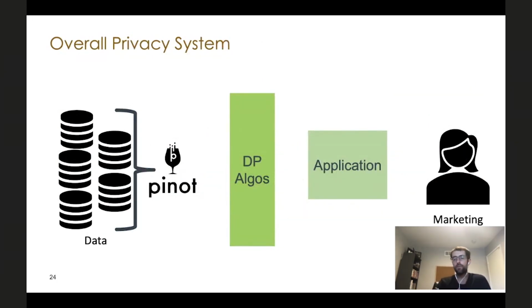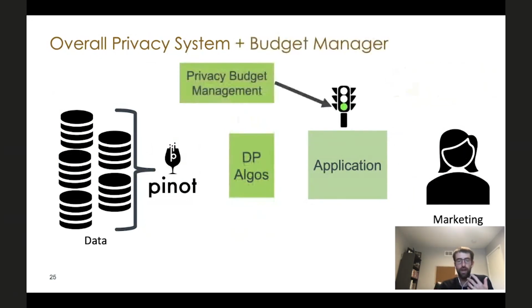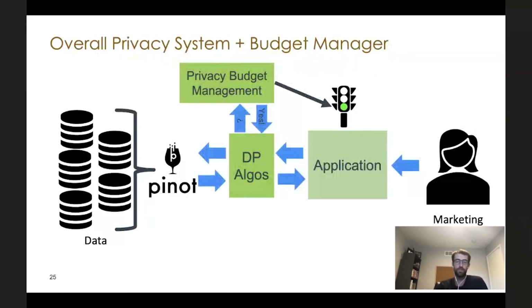Now what happens if a marketing partner just barrages this API with a lot of different queries? We want to budget access for the marketing partner, so we also introduce a budget manager, which you can think of as a traffic light. The marketing partner interacts with the application, and the query goes to the DP algorithms, which then ask the privacy budget management service, hey, can I run that query? It says yes, go ahead, and then it carries on with translating the query and adding noise in a particular way.